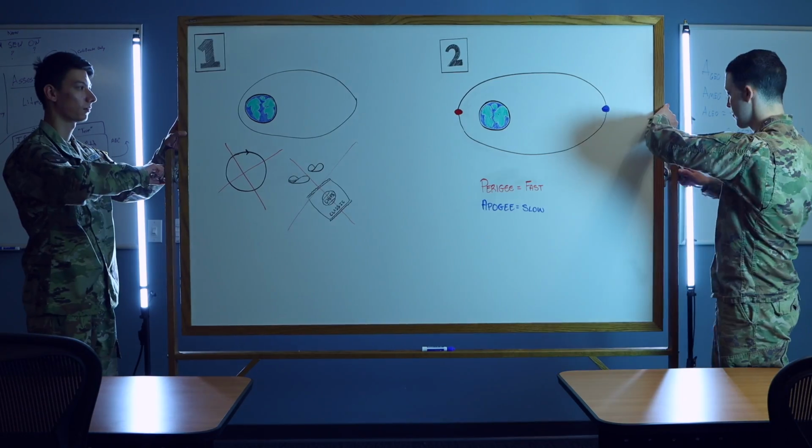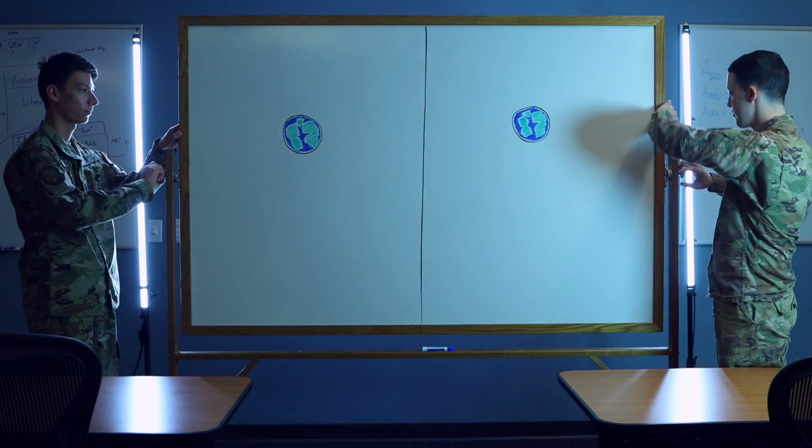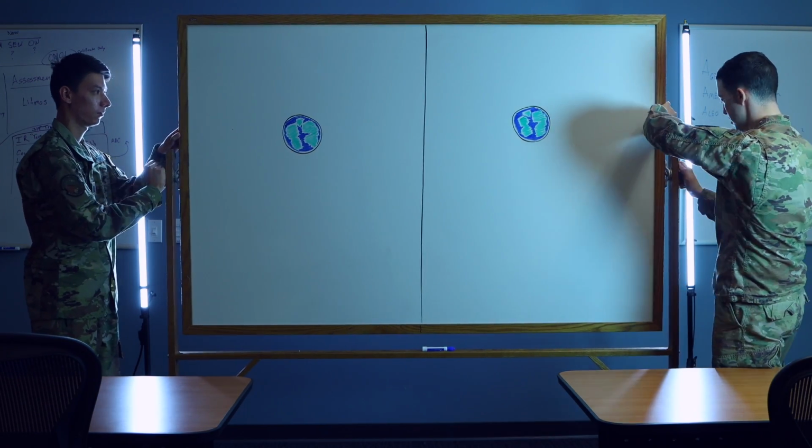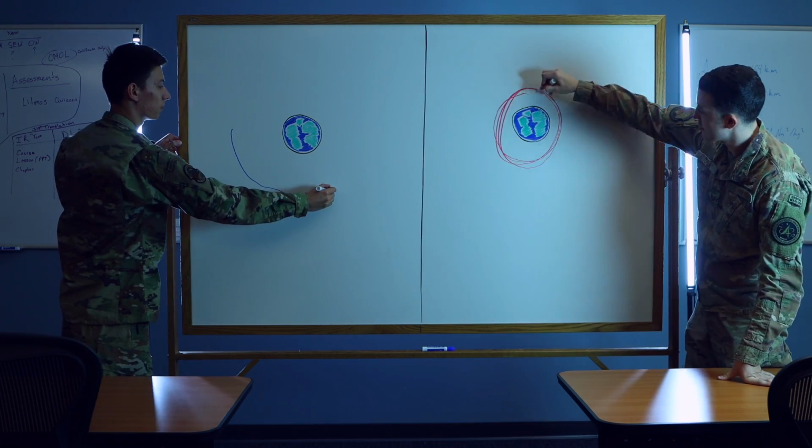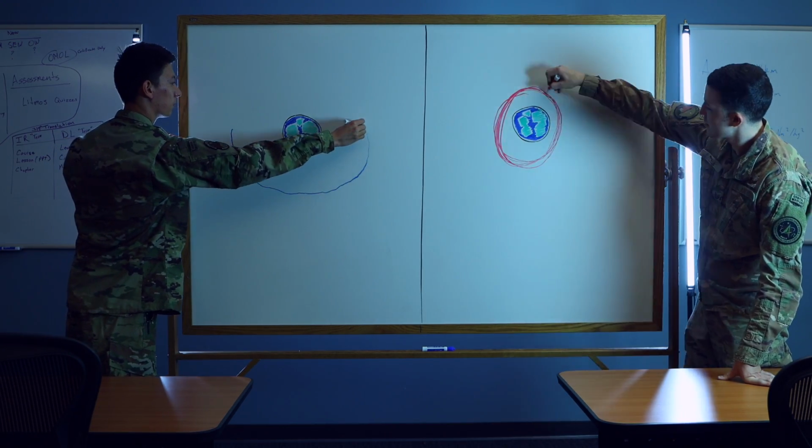Now, Kepler's third law tells us that there's a relationship between how big the orbit is and how long it takes to go around one time. That amount of time it takes to go around, we call that the orbital period. And it kind of makes sense, but Kepler's third law tells us that the bigger the orbit is, the longer the period is, the greater amount of time it takes to go around one time.